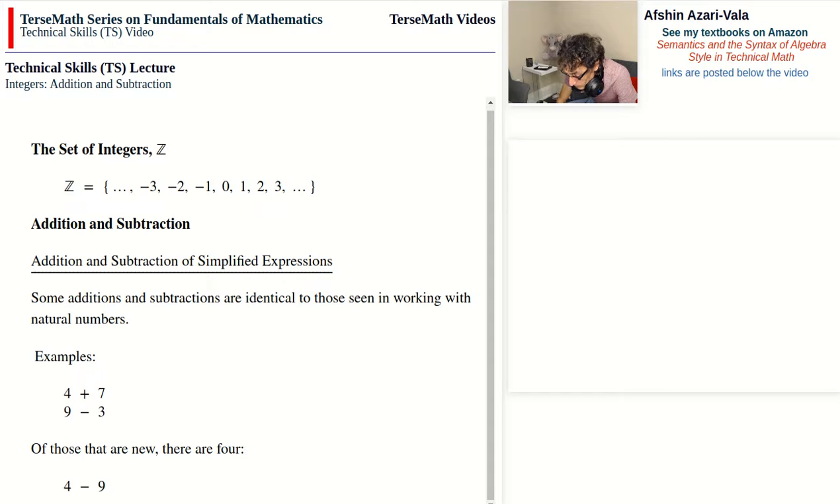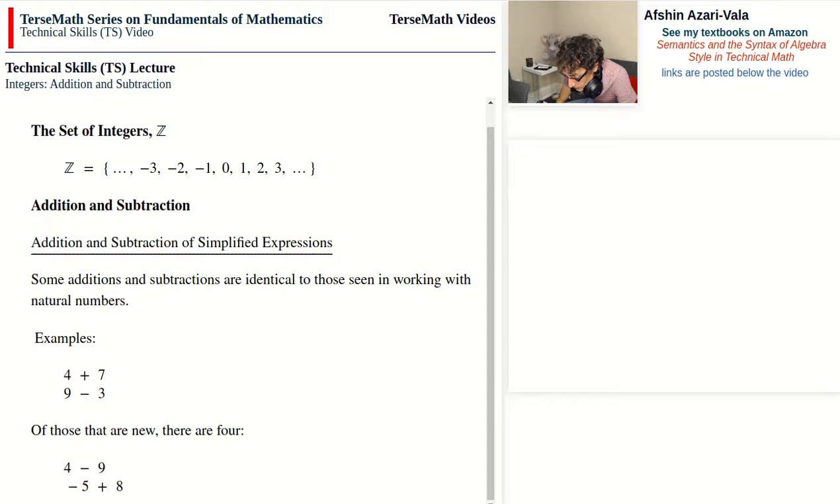The first one is when we subtract a larger number, such as 9, from a smaller number, like 4. This kind of situation we hadn't seen in natural numbers. And the second situation is when we have a negative number and then we add to it a number that's larger than it in size.